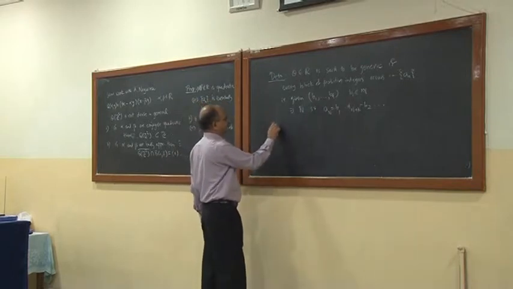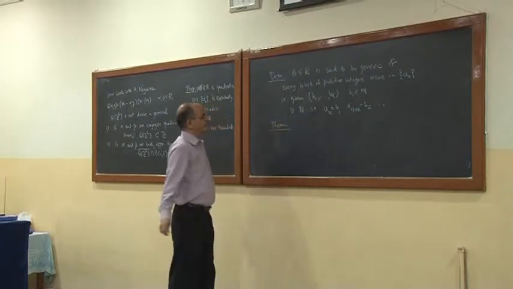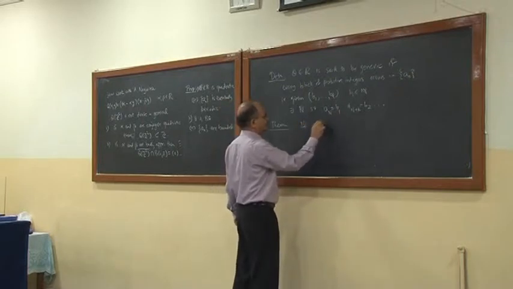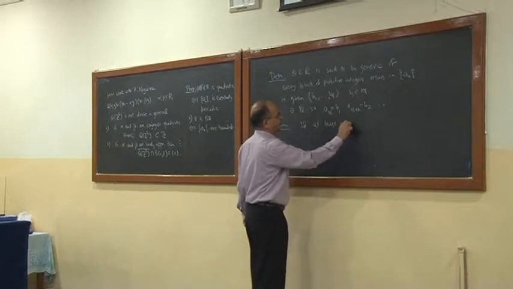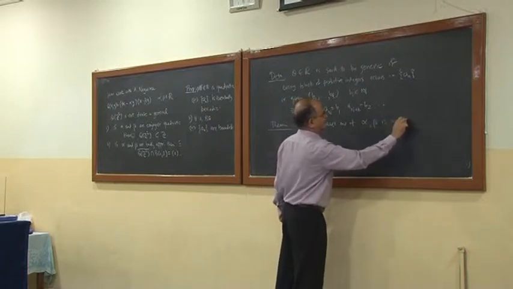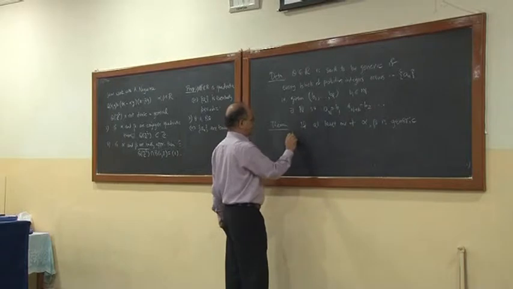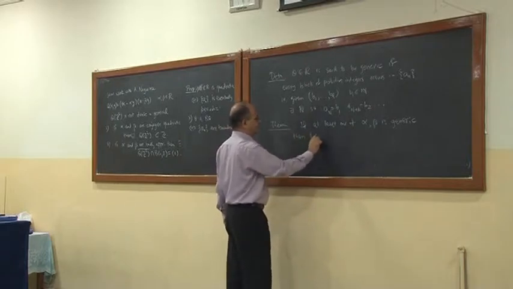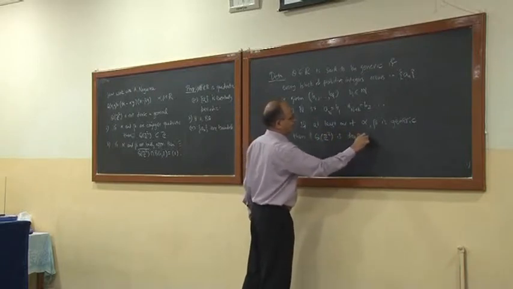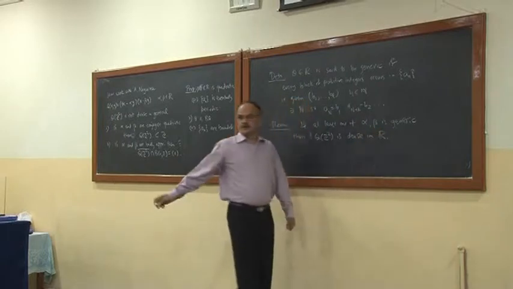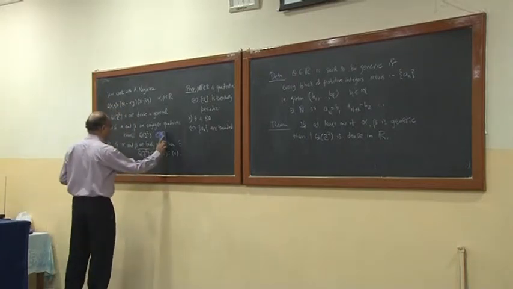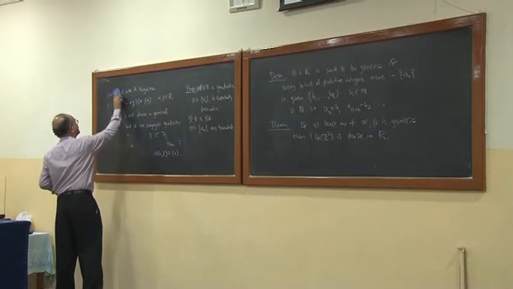Okay, and here is a theorem. If at least one of alpha and beta is generic, then Q of Z2 is dense in R. Now, this is actually a consequence of a very old theorem due to Emil Artin.